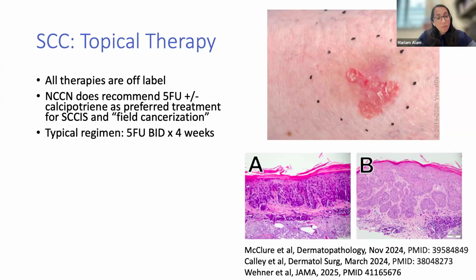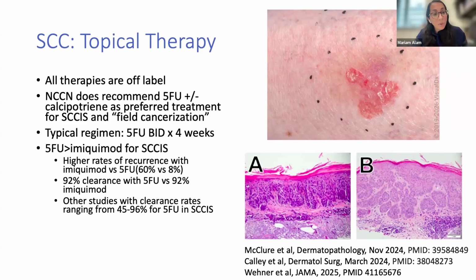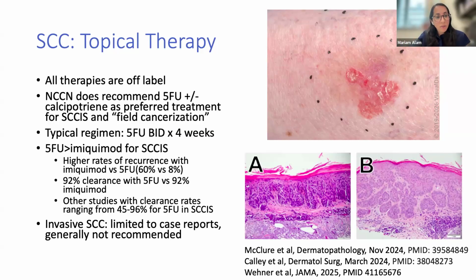Our regimen for this is 5-FU twice daily for 4 weeks. And we've found that in general, 5-FU works better than imiquimod for squamous cell in situ. It has higher clearance rates, and so that tends to be what we'll use rather than imiquimod for squamous cells. For invasive squamous cells, there is not really good evidence for using topical therapy. The topical therapy likely does not penetrate deep enough.